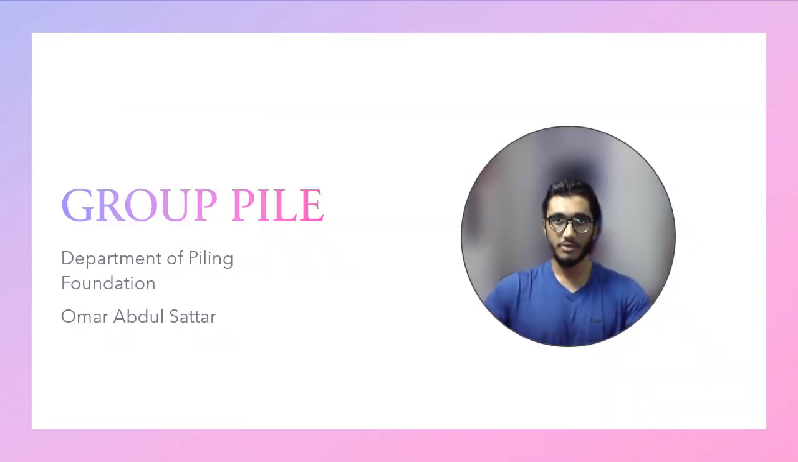Hello, my name is Omar Abdusattar. I am in charge of designing the group pile foundation for the proposed structure. First, we will be calculating the maximum design load that can be carried by the foundation, and then we will look into the eccentricity caused by the horizontal load. So let us proceed.